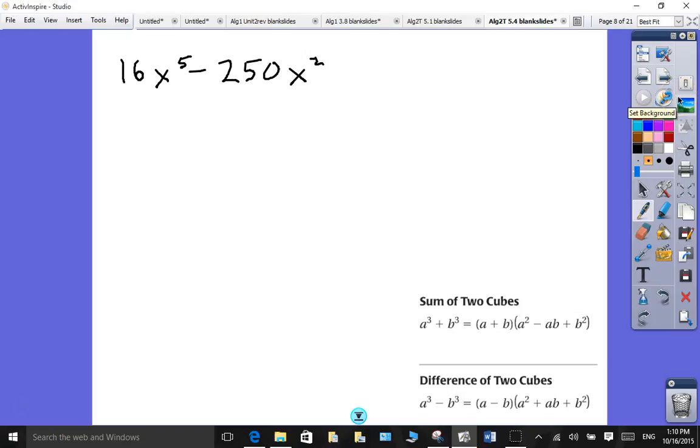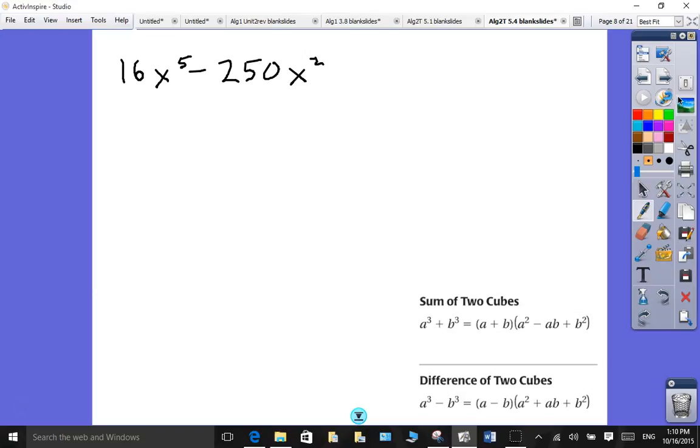How about this one? Does that look like it's a difference? So does it look like a difference of cubes? I mean, let's say you don't know if 250 is a perfect cube. You ought to know whether 16 is a perfect cube. Is 16 a perfect cube? No, it's not. So think of greatest common factor. Is there a greatest common factor between those terms?